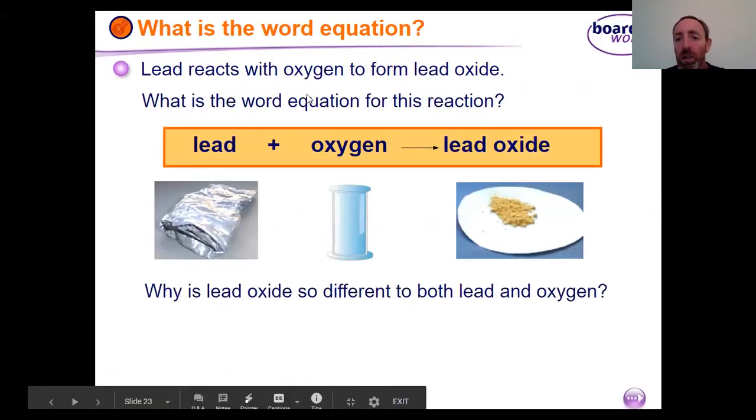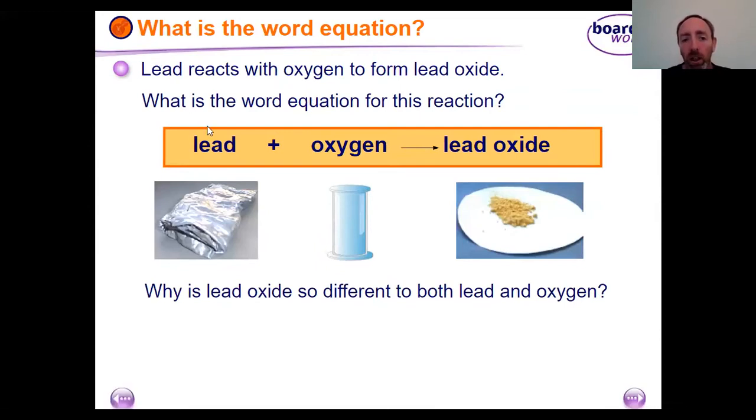Lead plus oxygen reacts to make lead oxide. On the left-hand side, I'm pointing at the screen, but you can actually see it as my arrow, lead and oxygen, these are the reactants. You've got the arrow showing reacts to make, and then you've got lead oxide. That is the product. On the left-hand side, the reactants. On the right-hand side, the products. Lead is a metal, oxygen a colorless gas, but lead oxide, if you compare the pictures, looks nothing like its reactants. So what's happening?